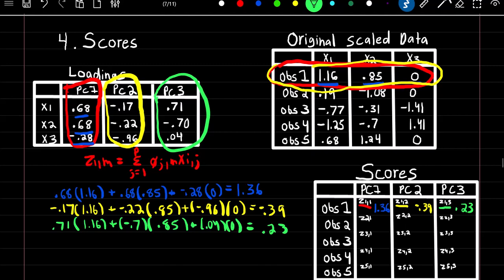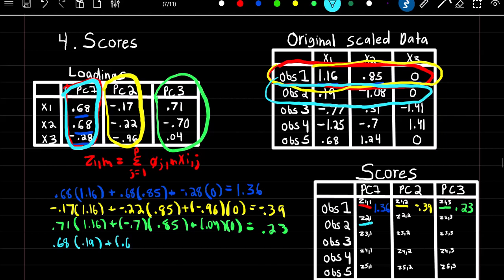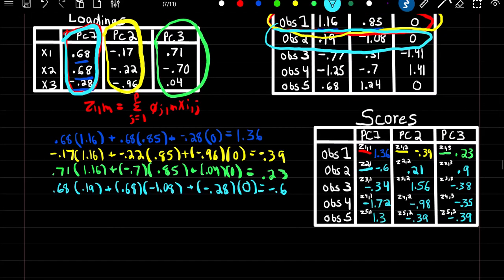Now we can do one more example where we're going to use observation 2, principal component 1. This value right here. We use principal component 1 values, these 3 values, but now we're going to dip into observation 2 values instead of observation 1. So 0.68 times 0.19, plus 0.68 times negative 1.08, plus negative 0.28 times 0. And this will produce a value of negative 0.6. I filled in the rest of the values if you want to try them yourself if you're still not getting the pattern.